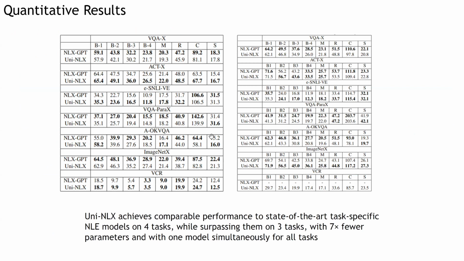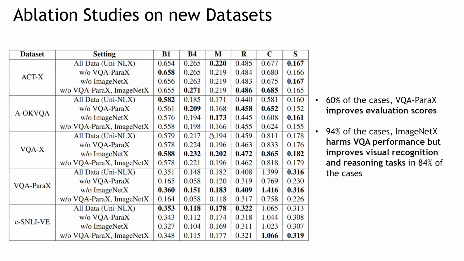These are the quantitative results, lots of information. You're definitely not going to go through the tables. The conclusion is that the model achieves comparable performance on 4 tasks compared to the task-specific models, but it actually outperforms them on 3 tasks. This is with 7 times fewer parameters, of course, and with 1 model simultaneously for all tasks. We also perform ablation studies on the datasets. I'll skip this, but we can take it offline later.